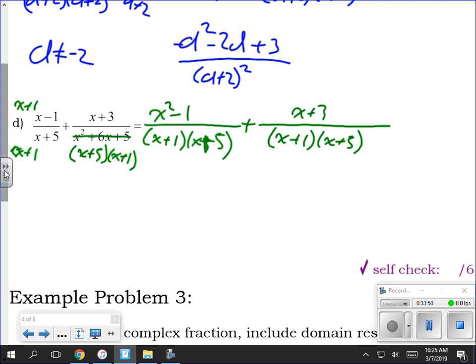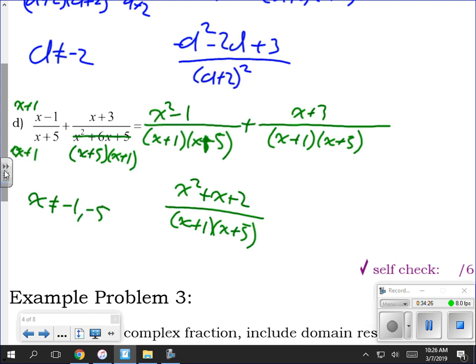Add them together. X squared plus X plus 2 all over X plus 1, X plus 5. The top doesn't factor. Two numbers that multiply to give me 2 that add to give me 1 doesn't work. Okay, so I can't factor it. I'm done. And X can't be negative 1 or negative 5.